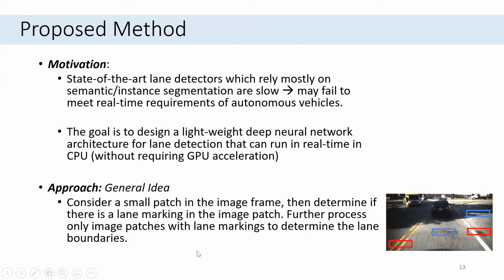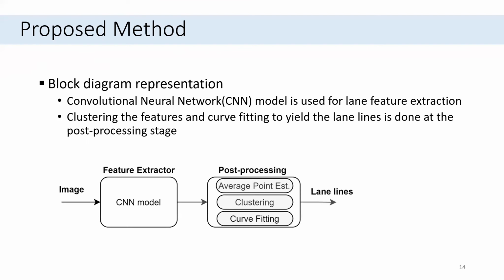The general idea of our approach is that instead of considering each pixel in the image to extract lane features, like semantic or instance segmentation, we consider a small image patch at a time and determine if it contains lane marking or not. Then we collect each image patch containing lane markings and further process them to find out the lane boundaries. Here is the block diagram representation of our proposed method.